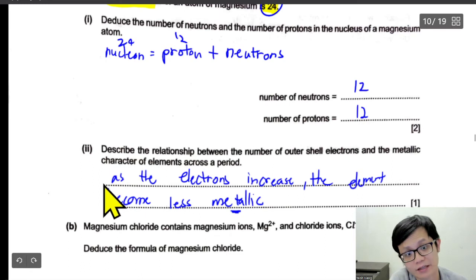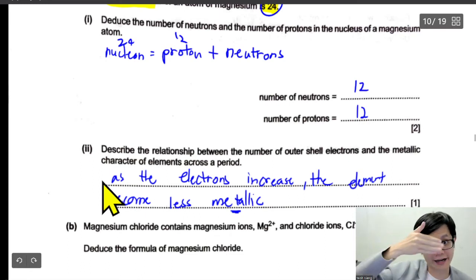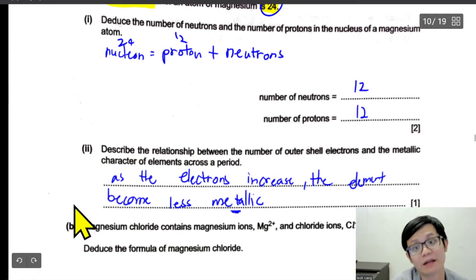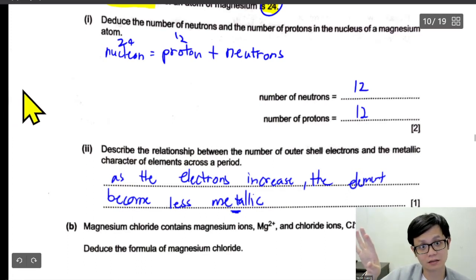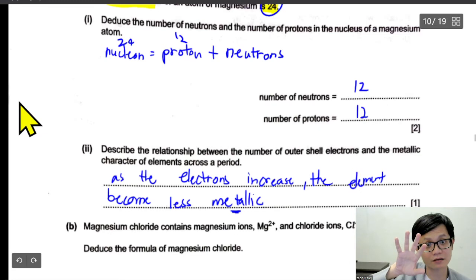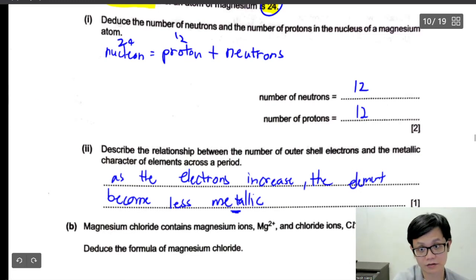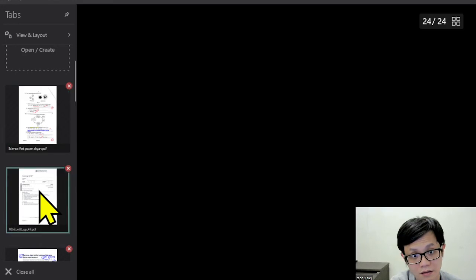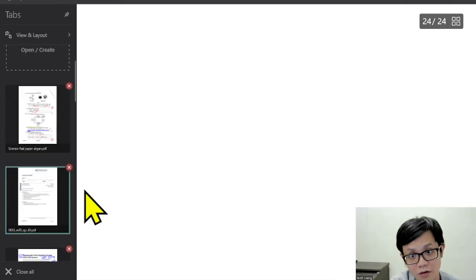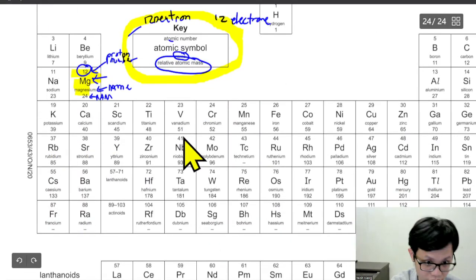Let's look at the periodic table. As we go to the right, it is going to become less metallic. Because if you still remember, the periodic table goes from metal, then what? Semi-metal, non-metal, correct or not? So we can look at here. Oh, here it didn't write.